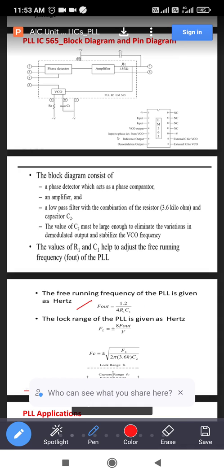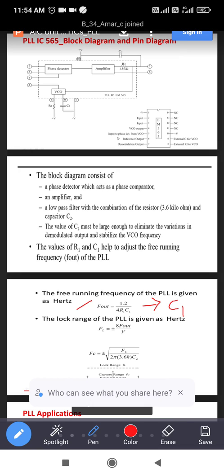In this formula, you can assume the C1 value. Once you assume the C1 value, you can get R1 based on the F out value. If F out is given, you can select the R1 value by assuming the C1 value.